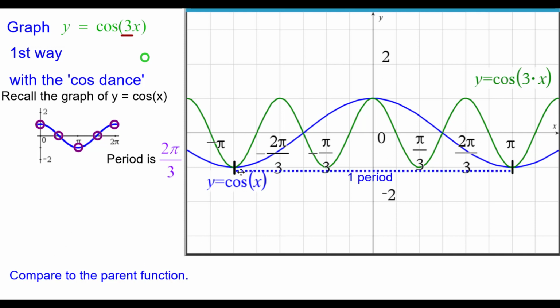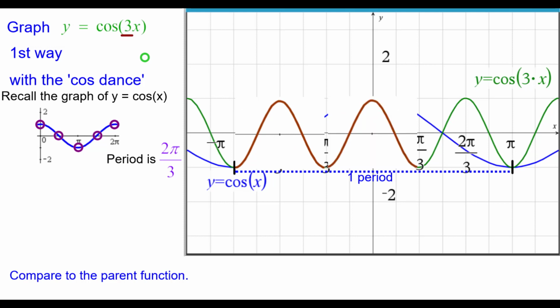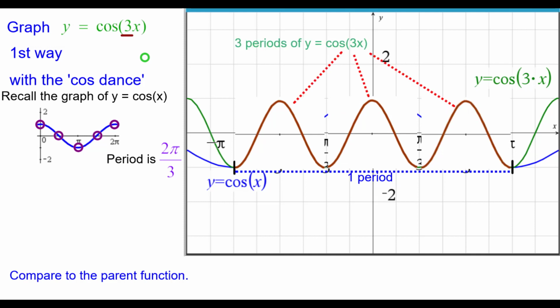So this is one period of the cosine. Remember, any part that goes from the beginning to the end of a period. So that's 2 pi right there. And here's one period of our y equals cosine of 3x. That's one period. This is another period. And this is a third period, and it takes 3 of these periods to do 1 period of the cosine of x. And that 3 is all related to that coefficient of x there.